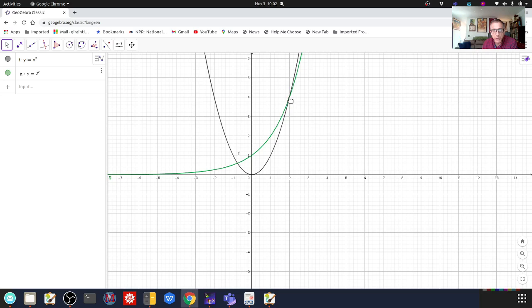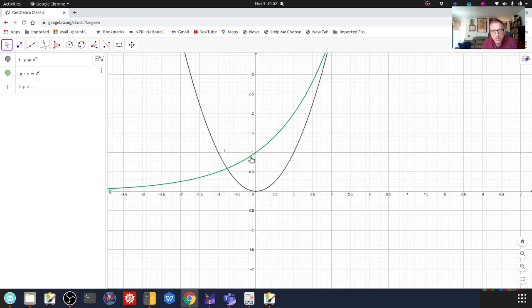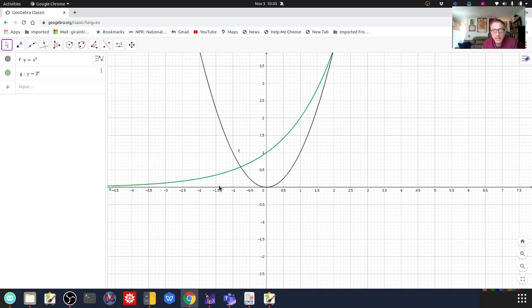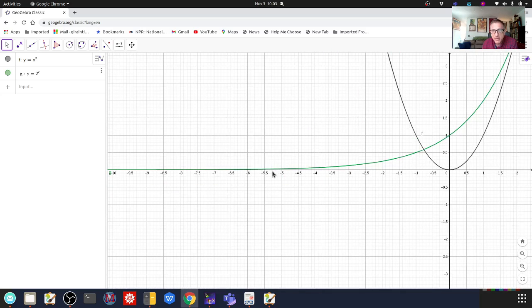It's the value of 2, because 2 squared is the same as 2 squared. And then there's a little bitty space where they change. Notice where the exponential function crosses the y-axis. It crosses the y-axis when x is equal to 0 and the output value, f of 0, is equal to 1. And then it looks to have a horizontal asymptote at y equals 0.